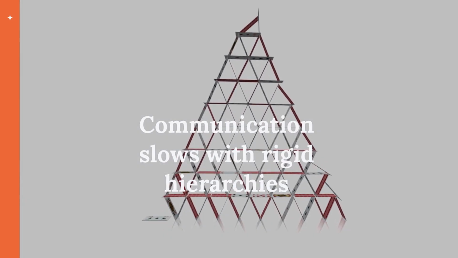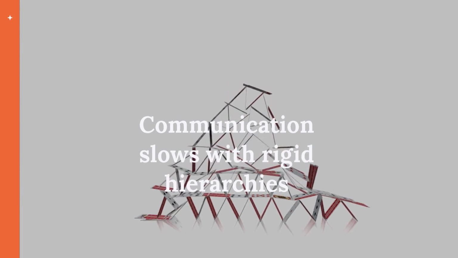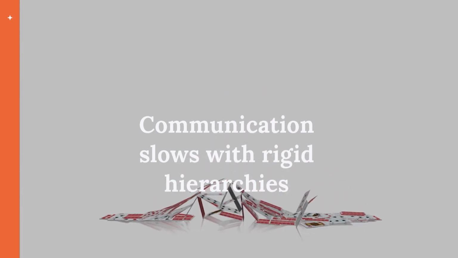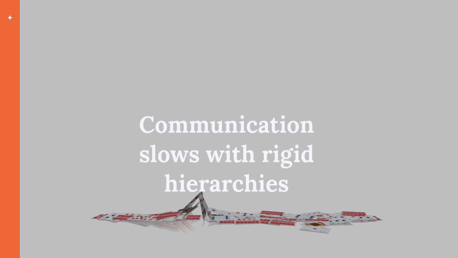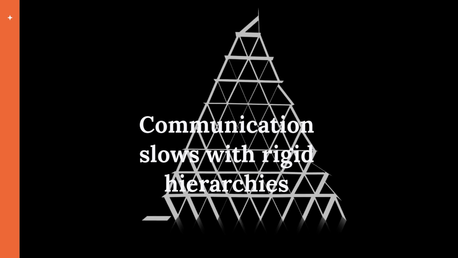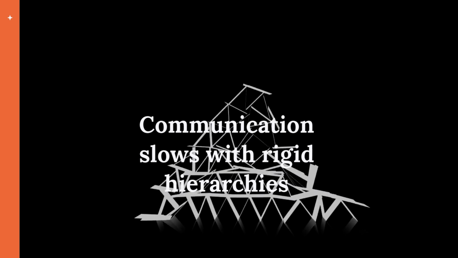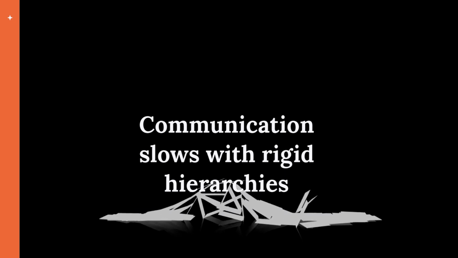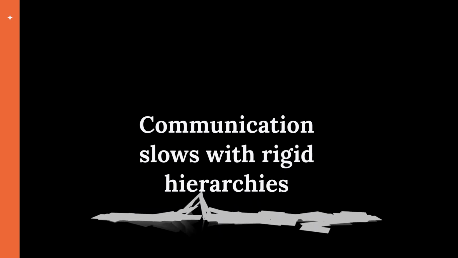Rigid hierarchies slow down communication. Messages passing through layers can lose clarity. Direct contact is limited, affecting effectiveness. Communication can be distorted by the time it reaches staff. Streamlining processes can improve message delivery.